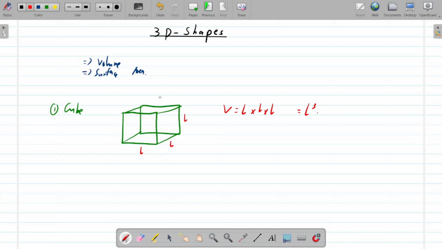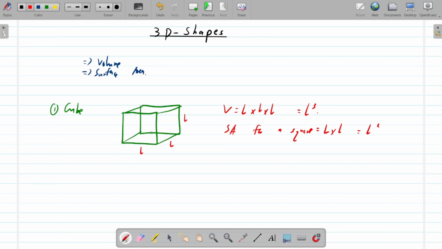Next we're going to find out the surface area. Now to find out the surface area of a cube, let's first find out the surface area for a square. Surface area for a square, and we're going to tell you why. It's going to be length times length. Okay, the surface area of a square is length times length, so it's going to be L squared.